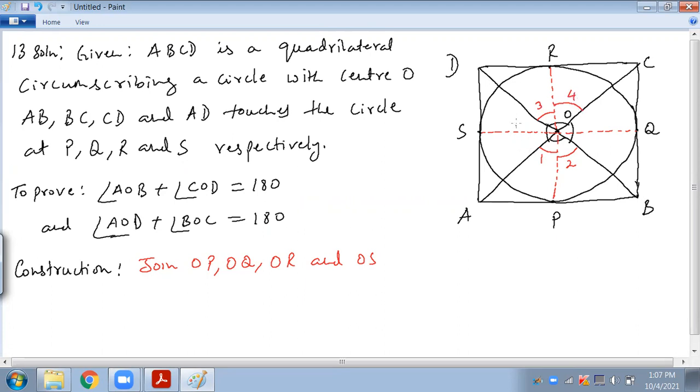Again, same way, angle AOD is divided into two parts. This part we'll mark as angle 5, and this part as angle 6. And BOC is also divided into two parts. This part we'll mark as angle 7, and this part as angle 8. Now I need space, so I'm going to write the given and to prove. Then we'll start the proof.